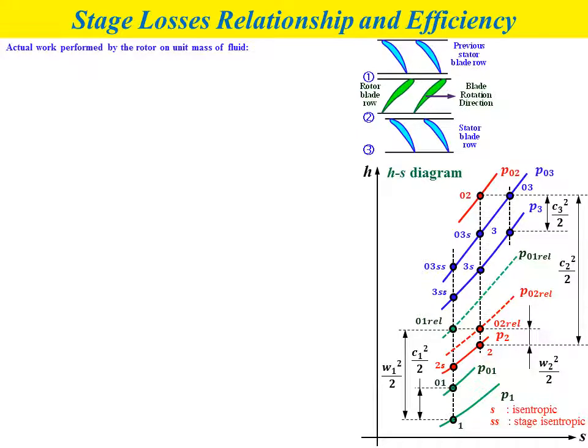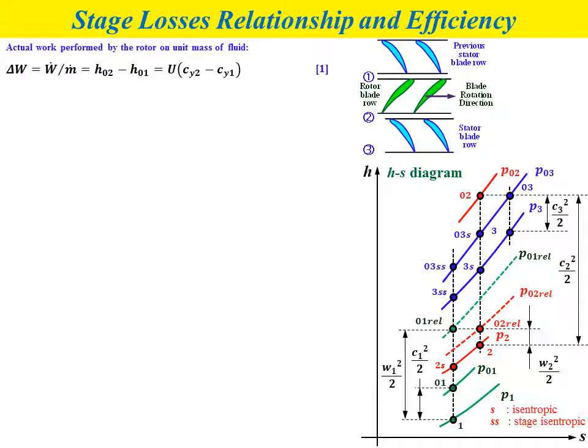Okay, in terms of relationship, for the actual work performed by the rotor on a unit mass of fluid, we have equation number 1, where actual work delta W equals the rate of work done W dot divided by mass flow rate m dot, equal to the stagnation enthalpy at the outlet of the rotor H02 minus the stagnation enthalpy at the inlet of the rotor.